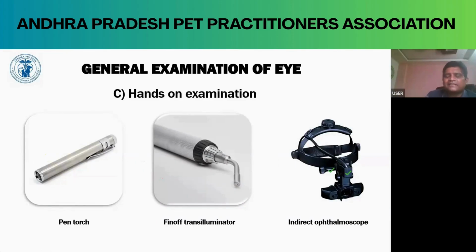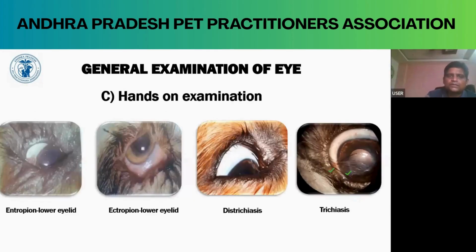So where in all these things, they have the light source. So the hands-on examination. These are some of the examples which we can notice during the hands-on examination under the light. Here, in the first image, you can appreciate the entropion in the lower eyelid, and the upper eyelid is also showing some sort of entropion.